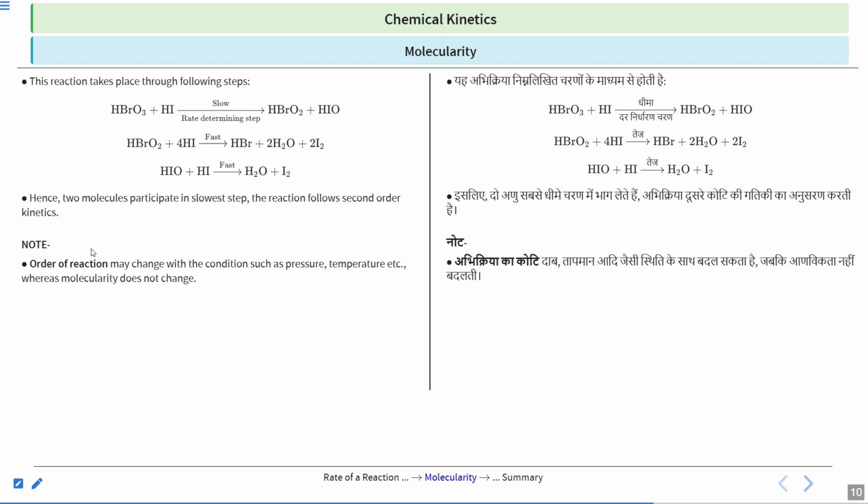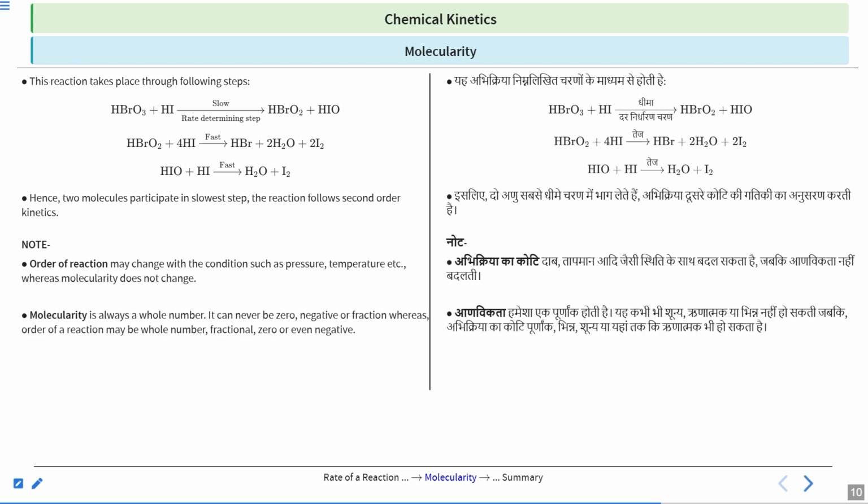Now order can vary. Order means the rate of reaction will vary with your concentration of HI. So how fast or how slow it varies can depend upon the external conditions. That can be pressure, temperature, or concentration also.